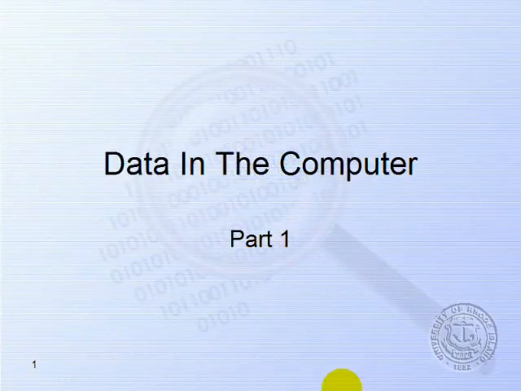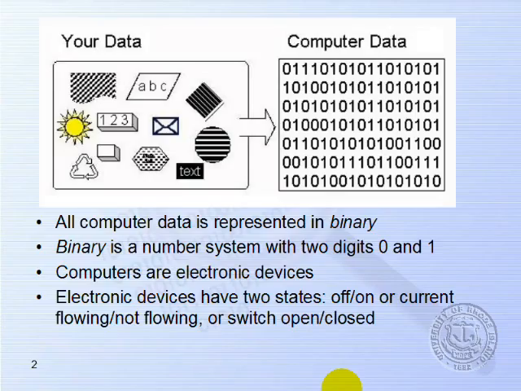We will now discuss how data, things like text we see in our email messages, images we see off the internet, sounds we hear when we play music on our computer, how data like that is represented in the computer. Data is represented in something called binary. Binary is a number system with only two digits, 0 and 1.